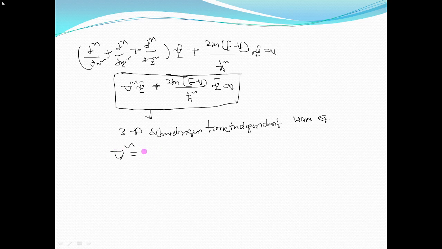Now see here, what is this del square? Del square is called the Laplacian operator, which I have taken as ∂²/∂x² + ∂²/∂y² + ∂²/∂z². So this is about the Schrodinger time independent wave equation.